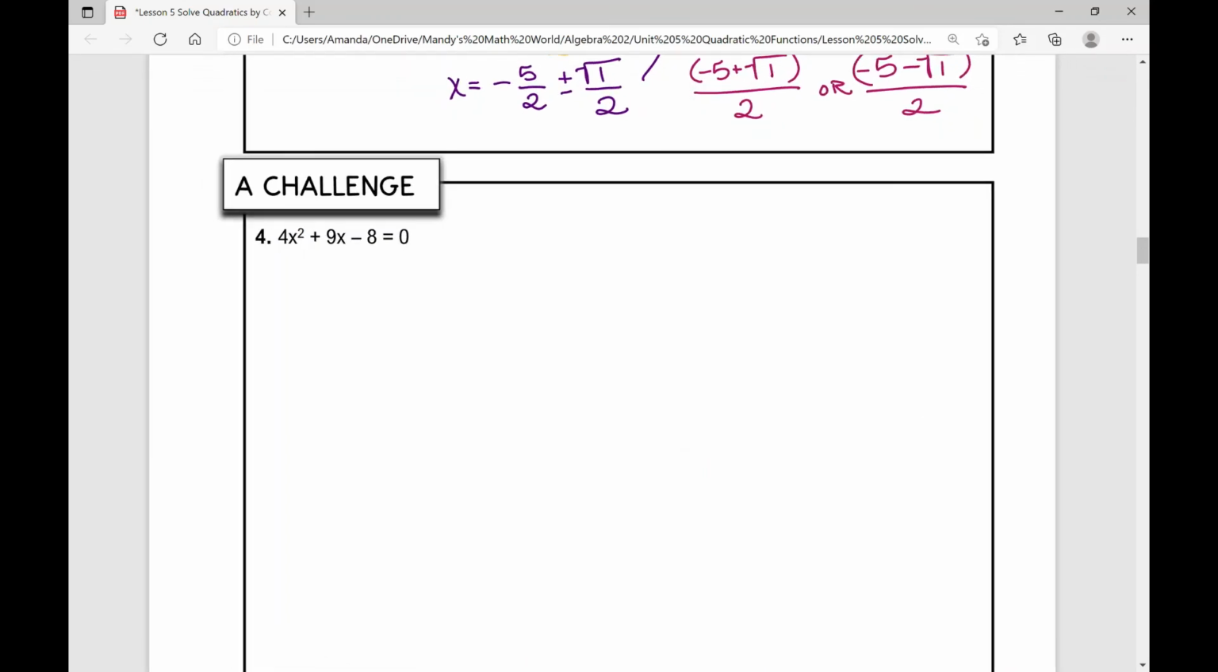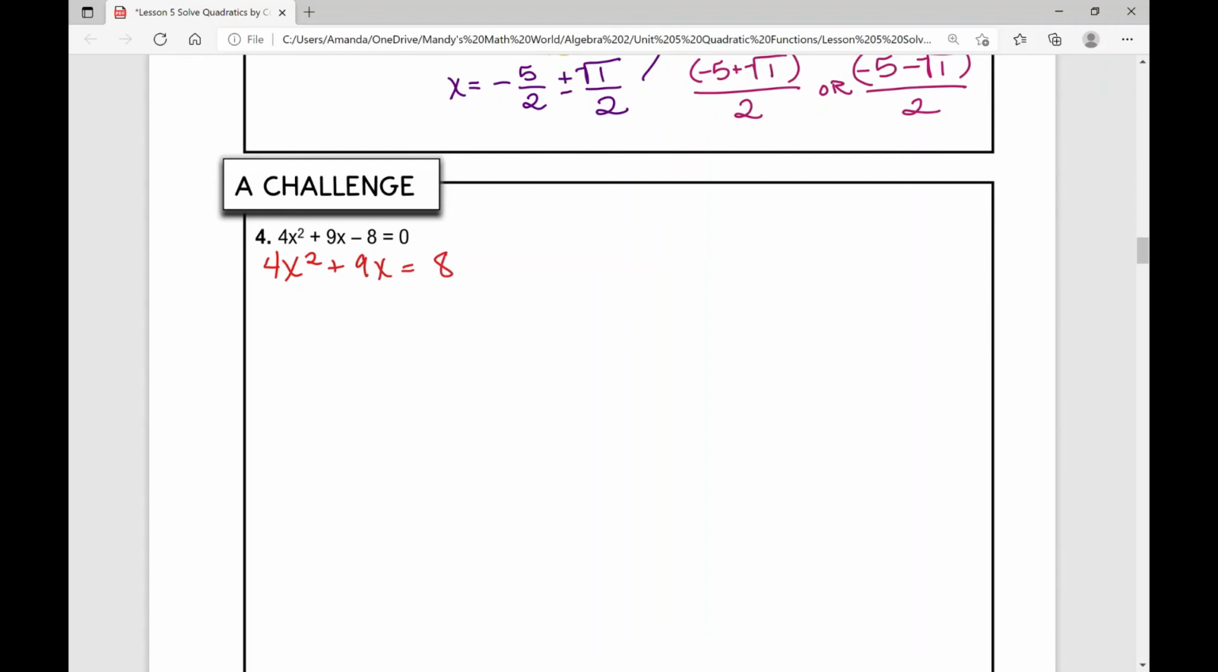Let's just follow the steps that we know how to do, right? This is written in standard form. Again, this is not my favorite method to solve. I would probably use the quadratic formula on this given any other situation, but I'm showing you how to complete the square. So here we go. I'm going to move that constant to the right side of my equal sign.